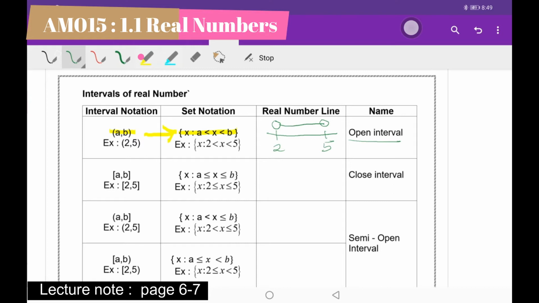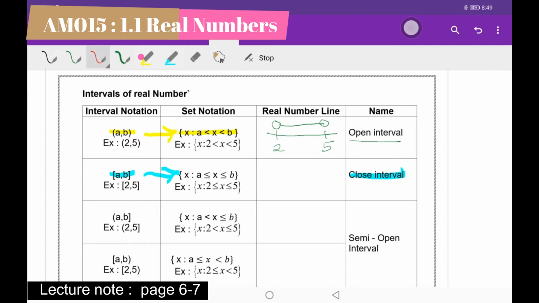Okay, let us look at closed interval. The next one, closed interval. For closed interval, you will be dealing with square brackets. Look at the brackets. You have a different type of bracket, right? For open interval, you use round brackets. For closed interval, you are going to use square brackets. Okay? So this is how you write a closed interval in the form of set notation.